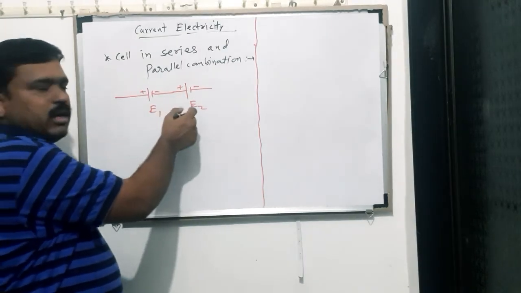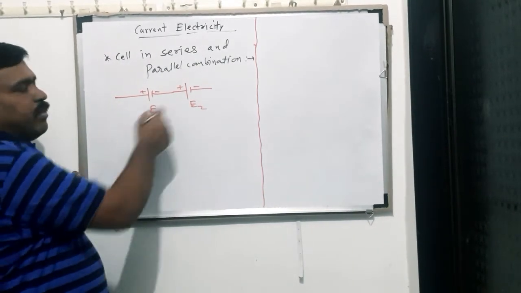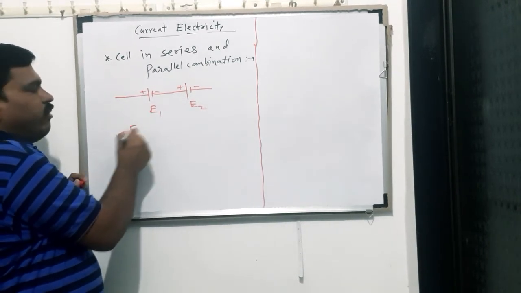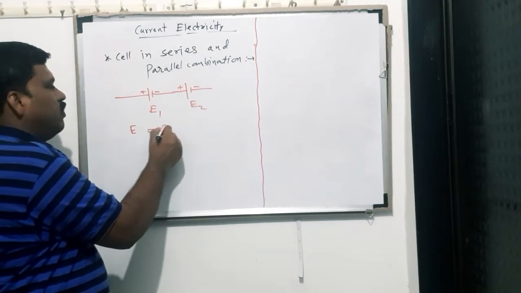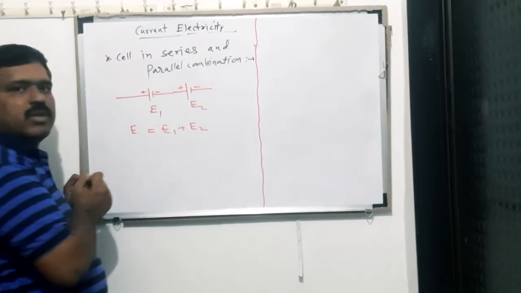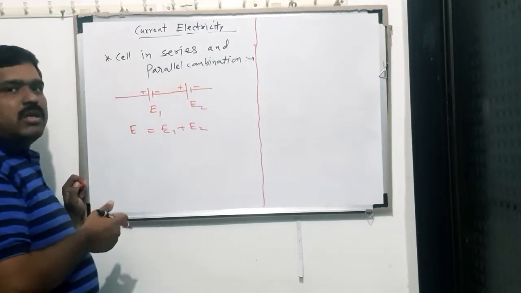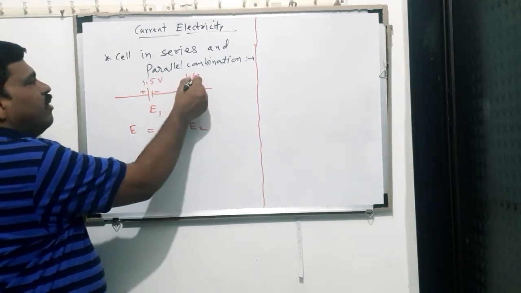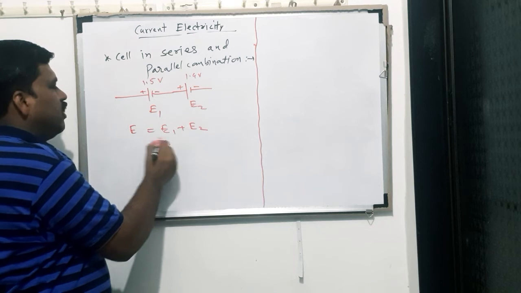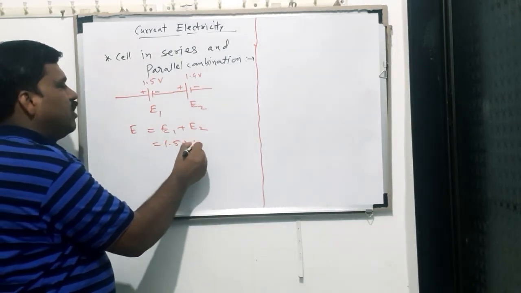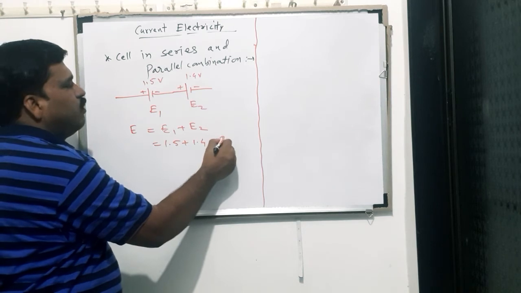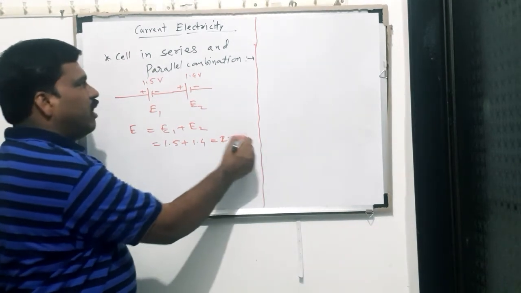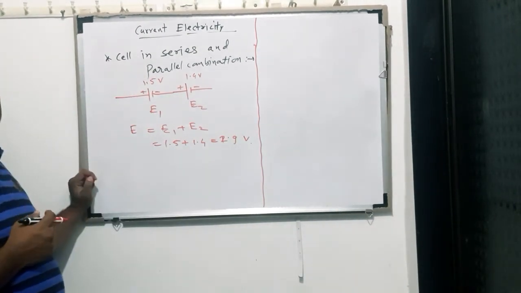जर एकानंतर एक अशा दोन सेल कनेक्ट केले असतील तर त्यांना आपण सिरीज मध्ये आहेत असं म्हणणार आहे. Therefore, the equivalent EMF E is equal to E1 plus E2. This is the equivalent EMF for this series combination. समजा ही 1.5 volt ची असेल and this is of 1.4 volt. Therefore, the resultant EMF is 1.4 plus 1.5 is equal to 2.9 volt, the equivalent EMF across this series combination.